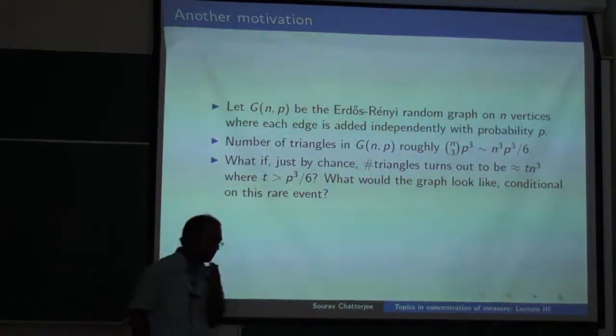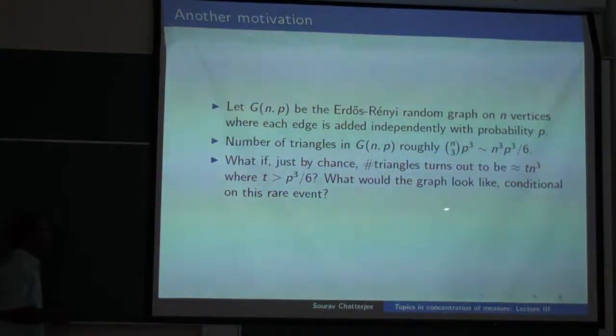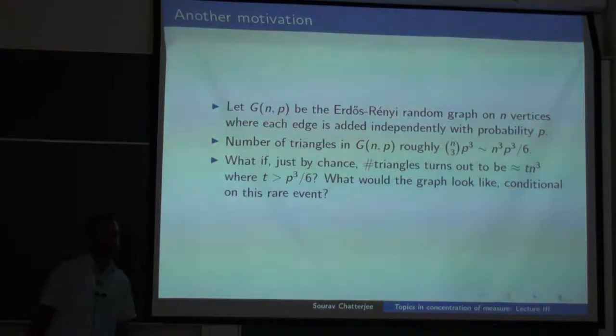And what would the graph look like conditional on this rare event? So this is the goal of large deviations. You condition on some rare event and ask what the world looks like conditional on this rare event. So conditional on this, what does the graph look like? It has more triangles than you expect. So are they all evenly spread out, or are they clustered in some small region? Okay, so it's not clear, and moreover, what is this probability?